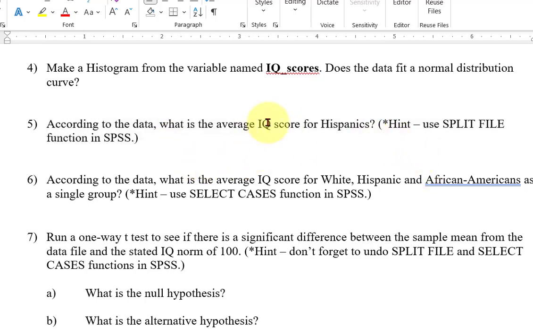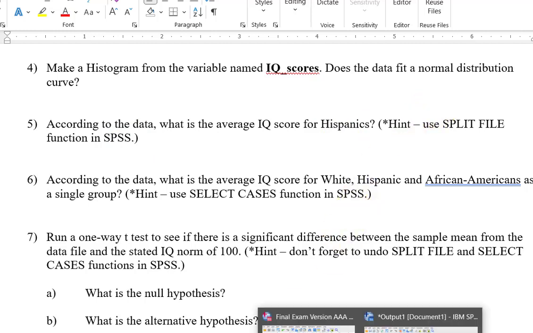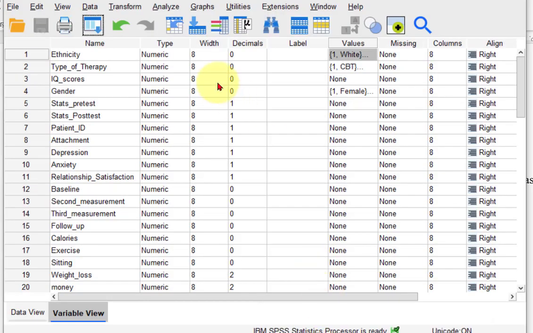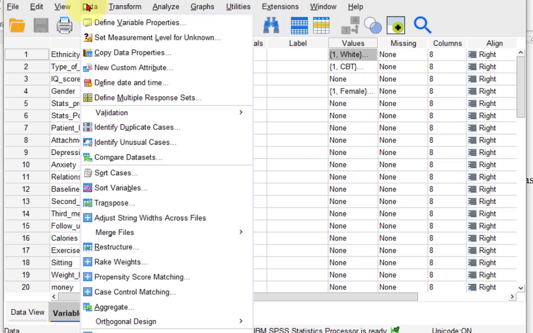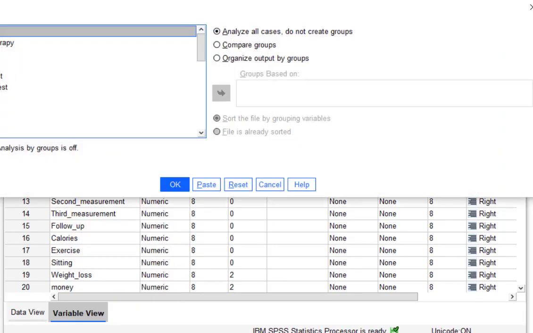What is the average IQ for Hispanics only? Okay, that means we're going to do a split file. We could have done select cases, but split file is the fastest. So we want IQ scores for Hispanics. So we could go either way from either one of these data sets. But I'm going to go to File. And you can't see it, but it's right off the screen here because it says split file.